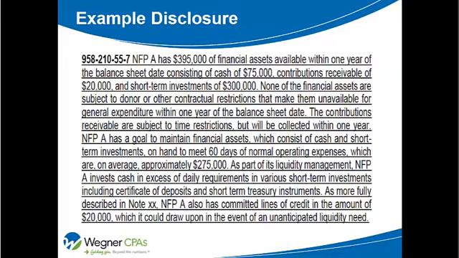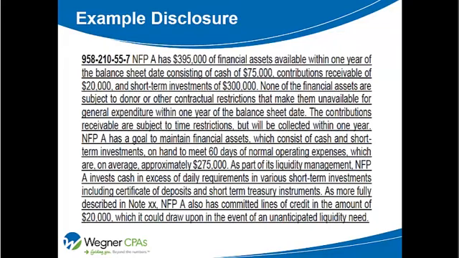So that, again, it's a simple example, but it's just telling us what they have available for those general expenditures within 1 year. Okay, now going back, next comes the qualitative portion of the disclosure. So this is how they manage their resources.